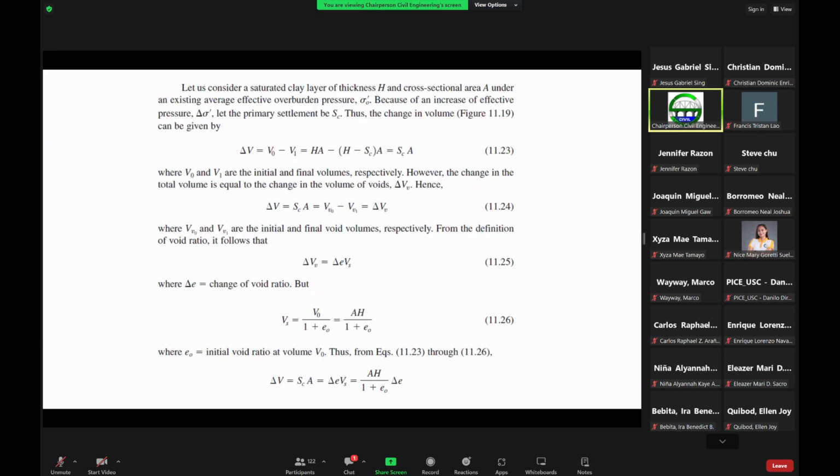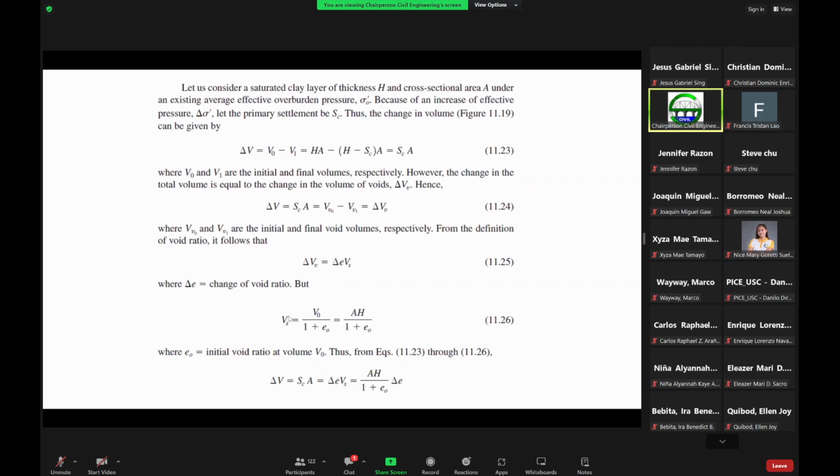Now we know that by definition of the void ratio, the void ratio is equal to the volume of voids over the volume of solids. Or the volume of voids is equal to the void ratio times the volume of solids. Which means that if there is now a change in the volume of voids, then there is also a change in the void ratio.